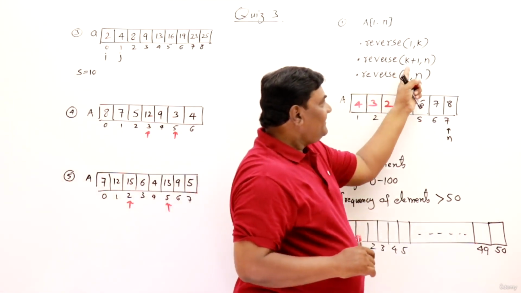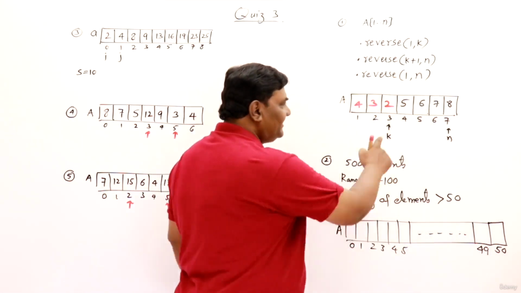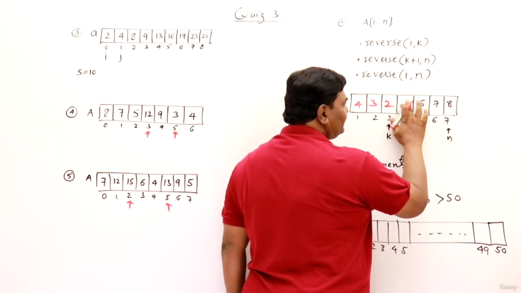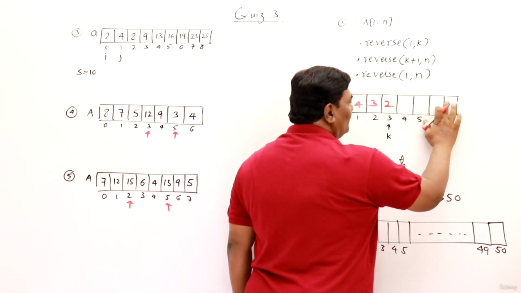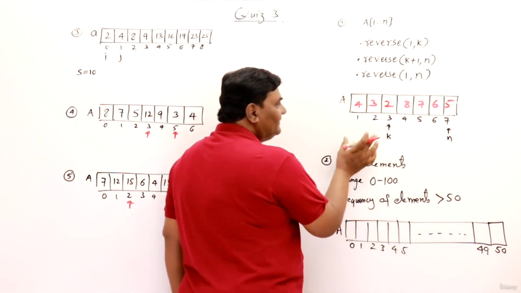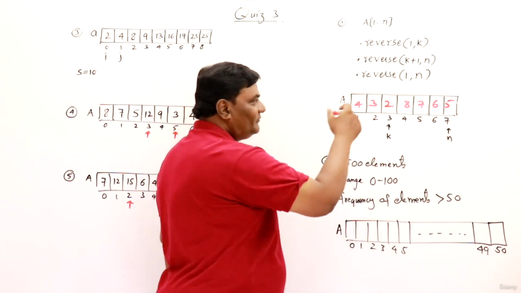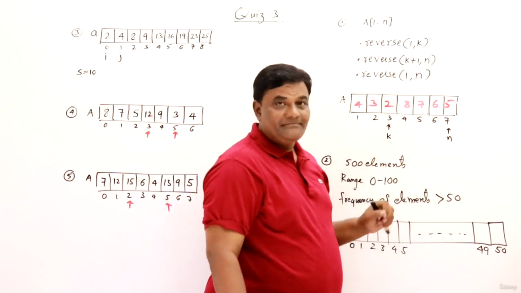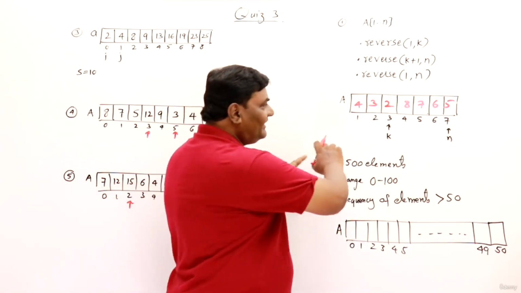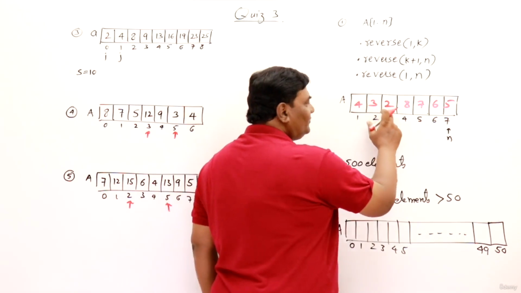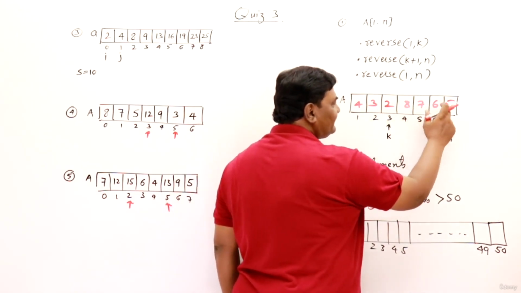Then reverse from k plus 1 to n is performed. So k plus 1 to n, that is 5, 6, 7, 8. So this will be 8, 7, 6, 5. So this portion is reversed, and that portion is also reversed. Then reverse from 1 to n. So this entire array from 1 to n is reversed. So it is 4, 3, 2, 8, 7, 6, 5.